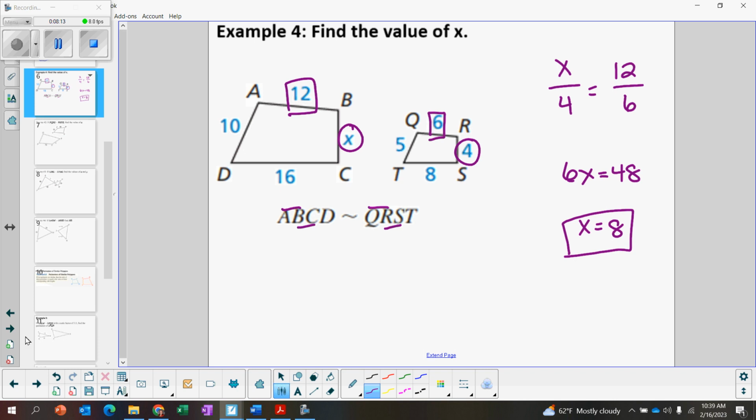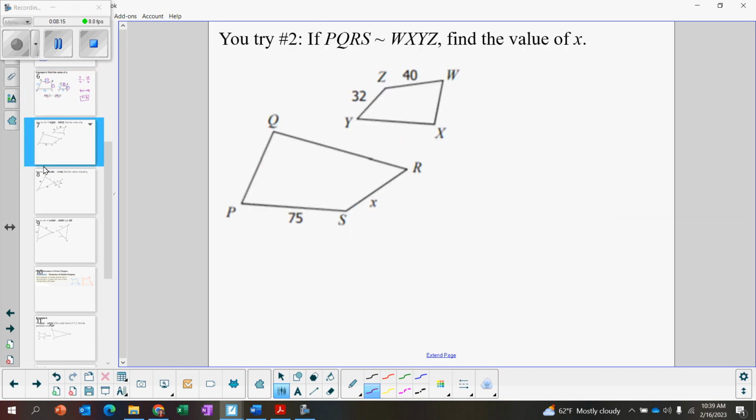So there's a few for you to try in a row. We'll do one at a time. So try this one, pause it. When you receive the answer, hit play, and then we'll go on to the next try.